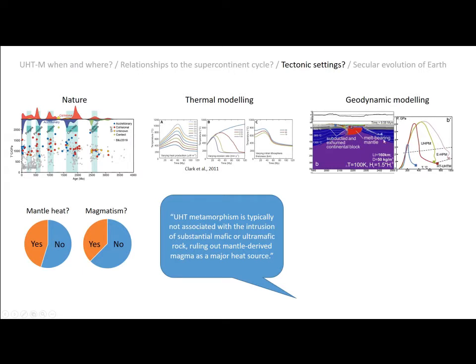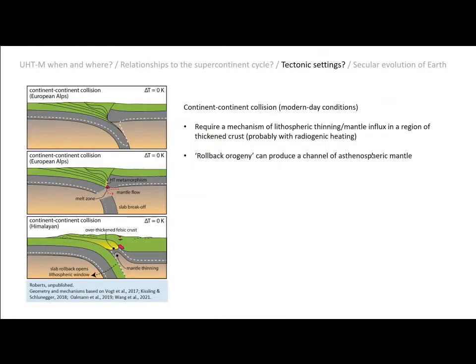So how can geodynamic modelling help? Well, geodynamic models can tell us what temperatures are reached within the crust and what paths are taken in PT space. So I've simplified the results of various models for collisions and arcs into a set of cartoons, and the main feature I want to draw your attention to is this dashed white line, which is a 900-degree isotherm.